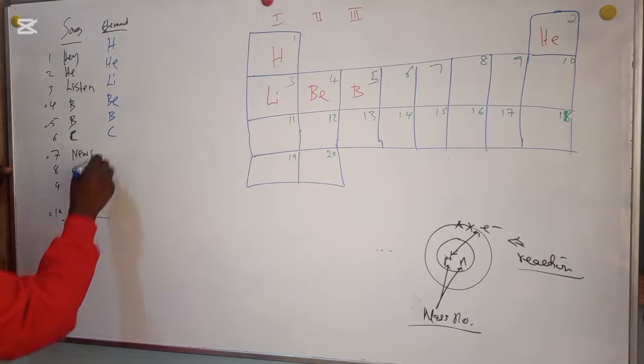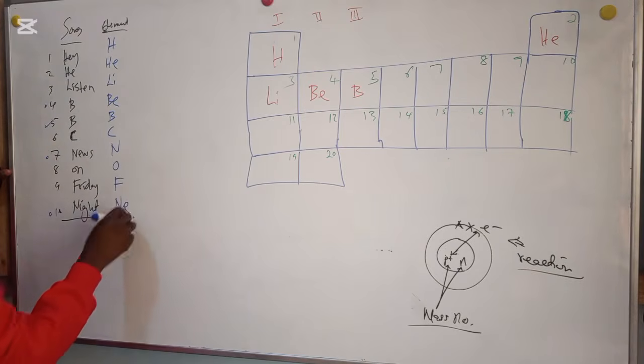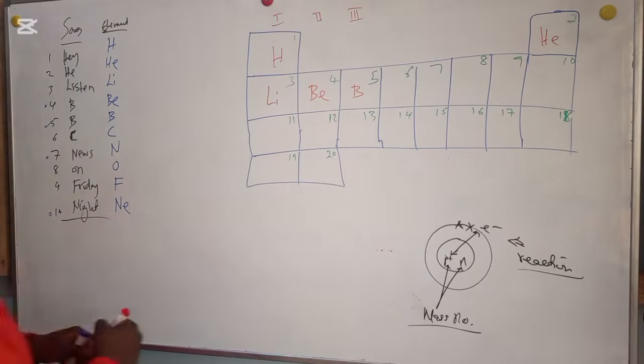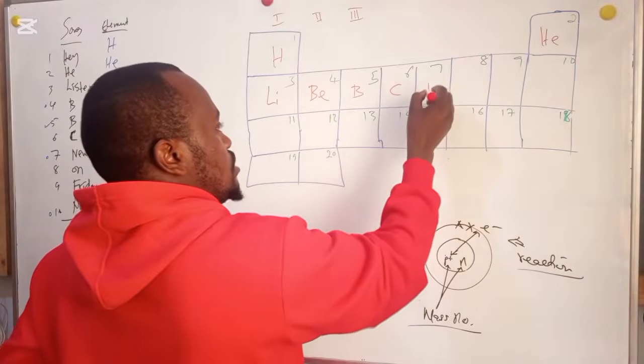This is carbon, you have nitrogen, you have oxygen, you have fluorine, and you have neon. Again, you have seen we have N and N. To confirm which one is exactly neon and which one is nitrogen, you can use this one. So, hey, he, listen, BBC News.